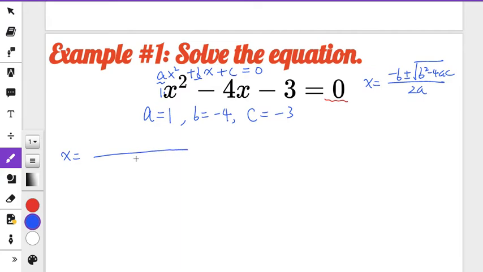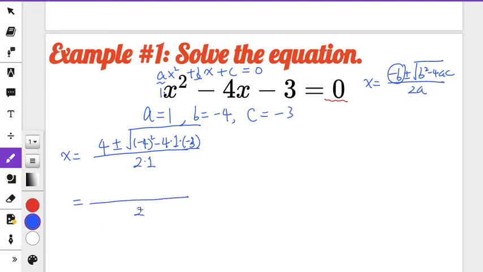The formula says 2a, so 2 times 1. Then negative, as we can see here, we read this as opposite b. So it's easy to remind us that whatever the b is here, we are going to put the inverse number here. Since we have negative 4 as b, opposite b becomes 4. Plus or minus the square root of b squared, which is negative 4 squared, minus 4 times a times c. All we need to do is plug the numbers into the formula.